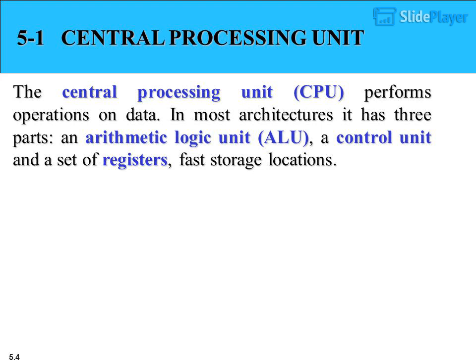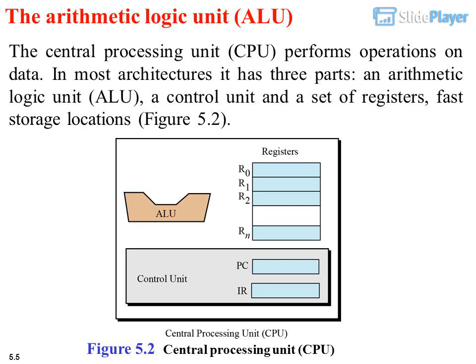In most architectures it has 3 parts: an arithmetic logic unit, ALU, a control unit and a set of registers, fast storage locations. The arithmetic logic unit, ALU. The central processing unit, CPU, performs operations on data. In most architectures it has 3 parts: an arithmetic logic unit, ALU, a control unit and a set of registers, fast storage locations. Figure 5.2 Central processing unit, CPU.